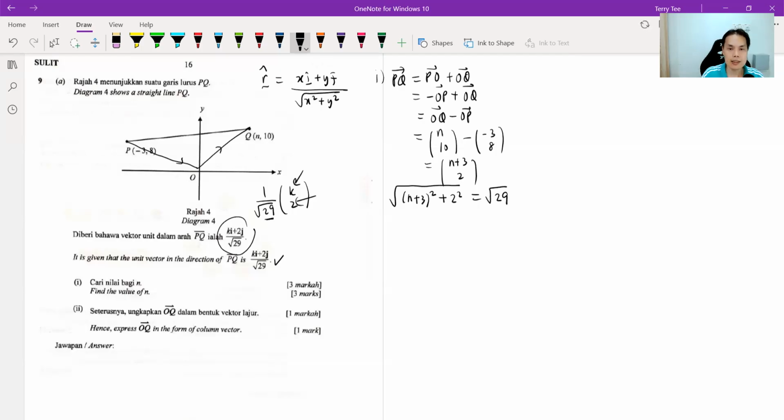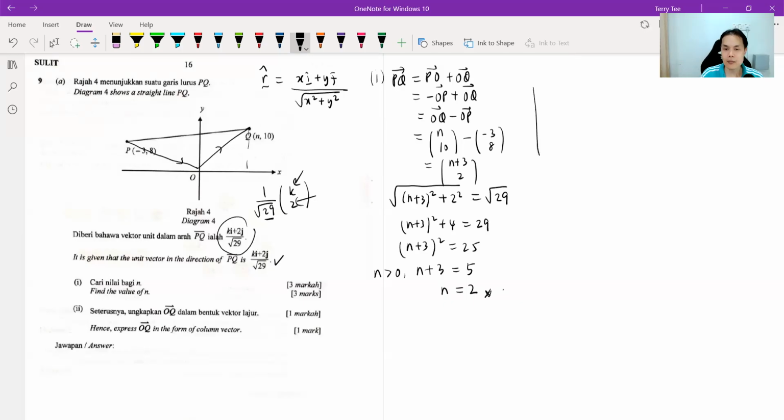So let us square both sides. My n plus 3 square plus 4 is now 29. 29 minus 4 is 25. Square root of 25 is plus minus 5. But we don't have to take plus minus 5 because we can see n is more than 0. N is on the right-hand side of the y-axis, right? So we take n equals to 5 minus 3, n is just 2.